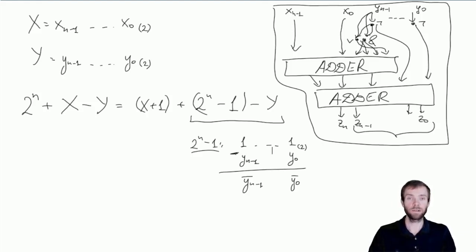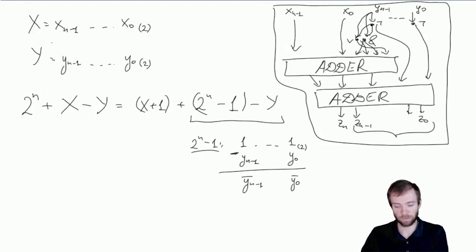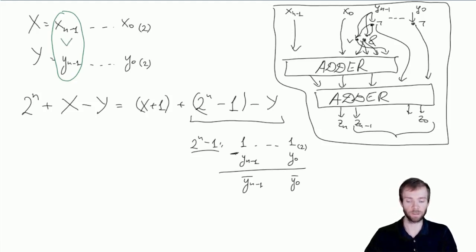So how do we compare the numbers? Well, we look from the most significant bit to the least significant bit in this direction, and as soon as we have a difference here, so for instance, if xn minus 1 is greater than yn minus 1, then we immediately know the result.